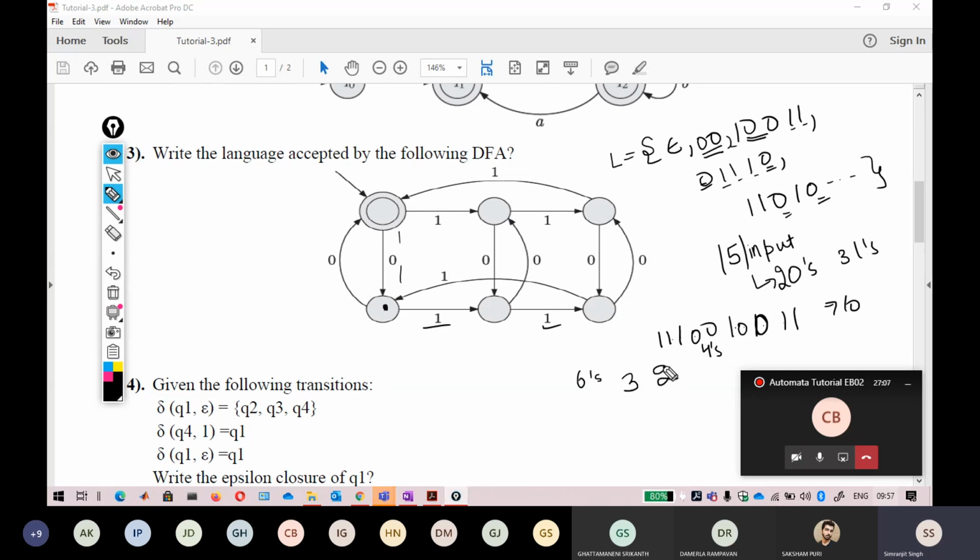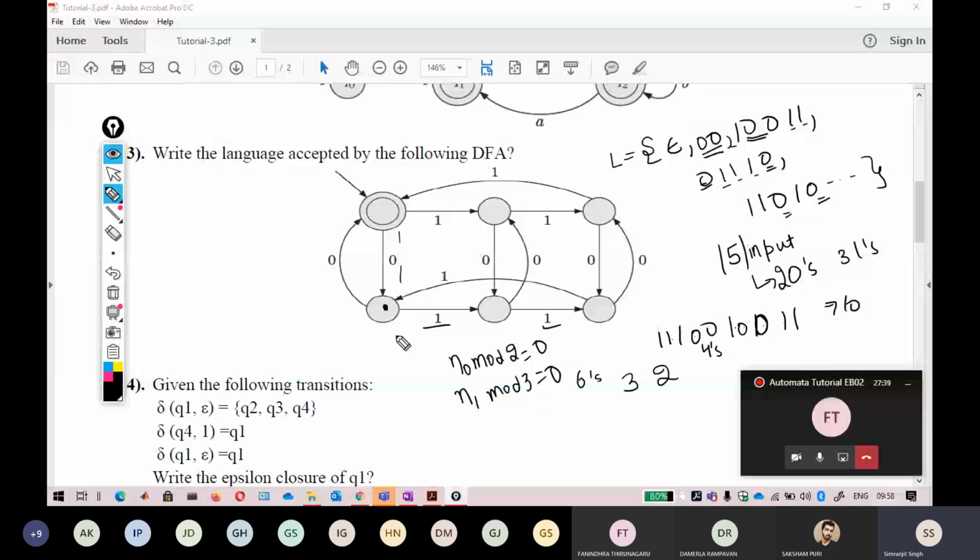I think somebody got the answer. Let me see. Yeah, Fanindra got the answer. Yes, the number of zeros not equal to 0, absolutely. Number of zeros mod 2 equal to 0 and number of ones mod 3 equal to 0.